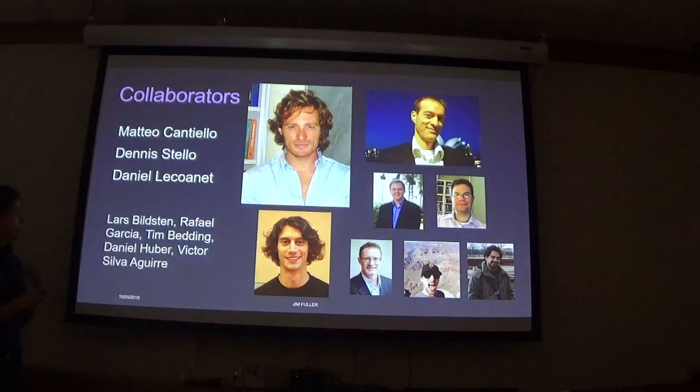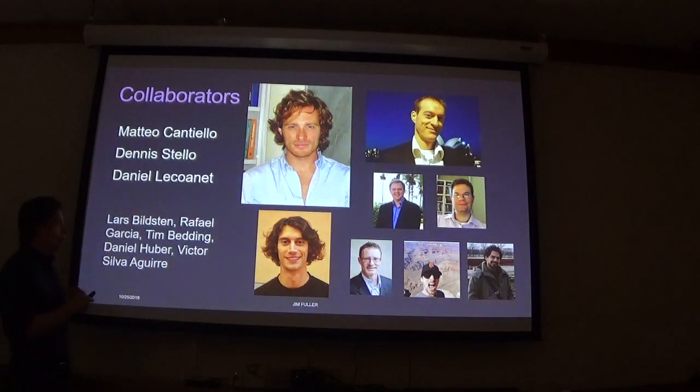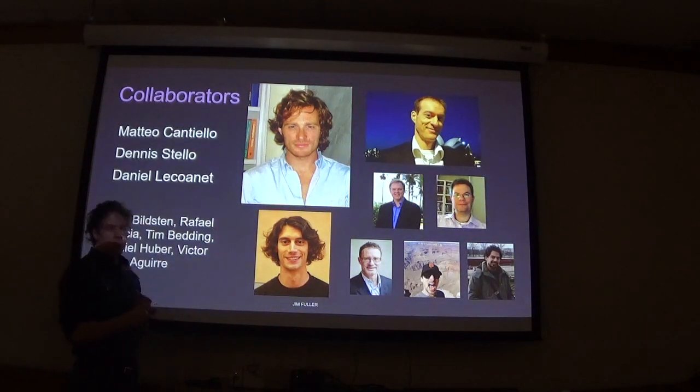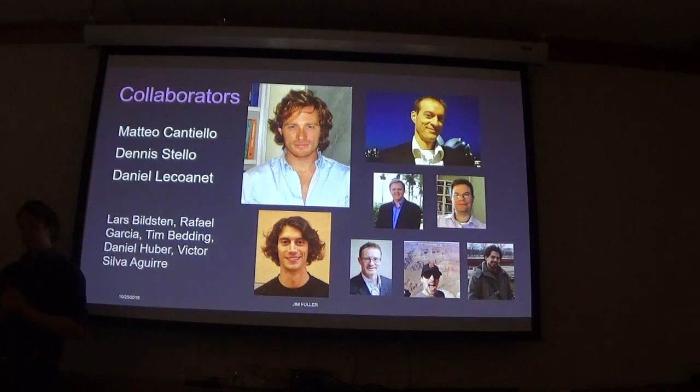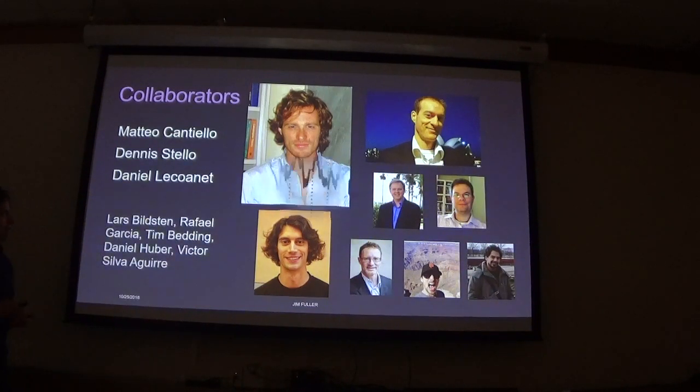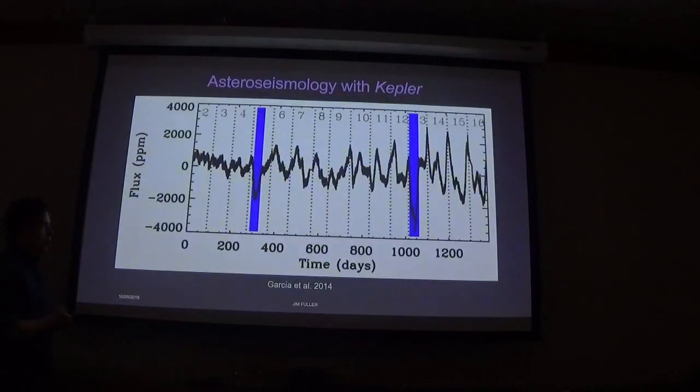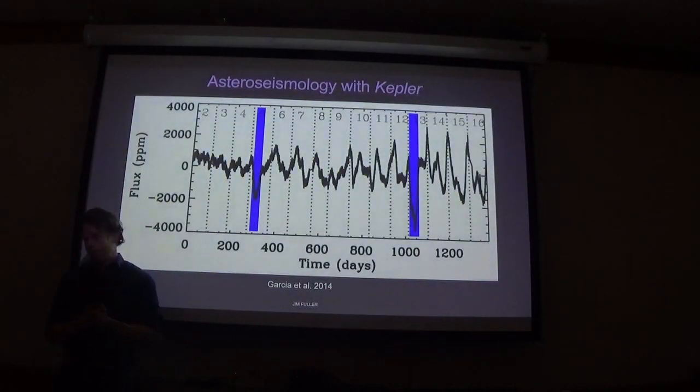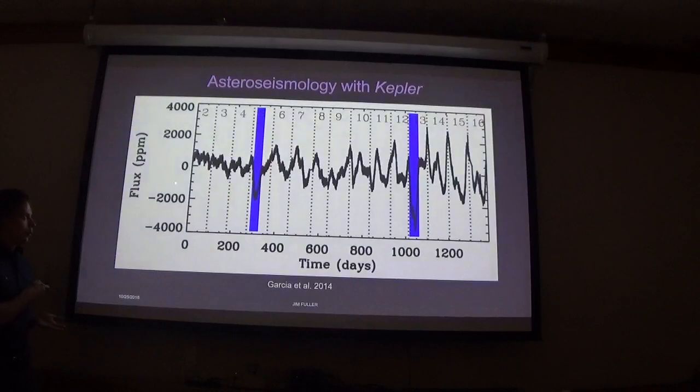The work I'm going to tell you about now is done in large part in collaboration with Matteo Cantiello, who's now at CCA. And all the data you're going to see was provided by Dennis Stello, who's a really great asteroseismologist in Australia. The way we do asteroseismology is you basically take a beautiful light curve like this.